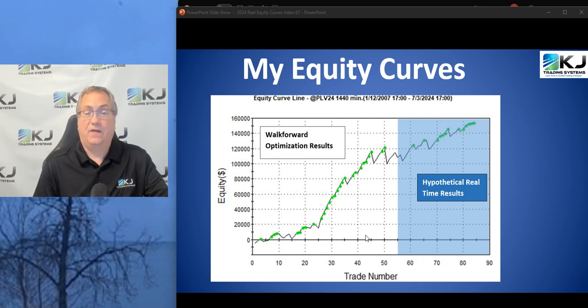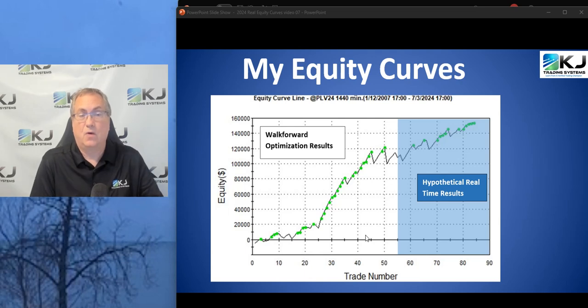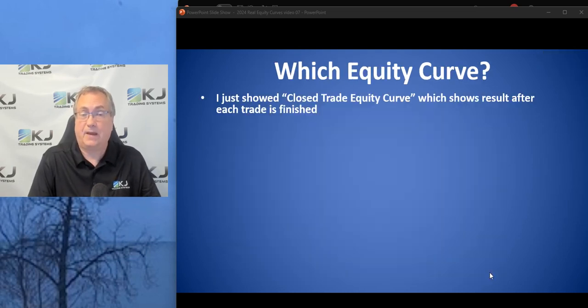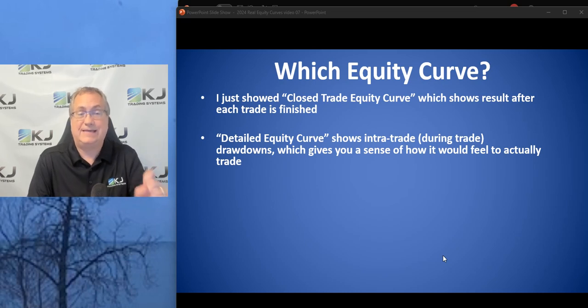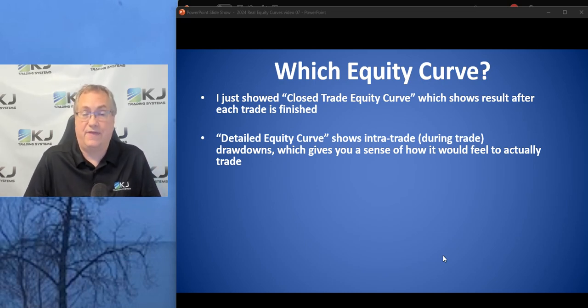And that only happens on this particular equity curve, at least in TradeStation, which is a trade by trade equity curve. So this does not show you the performance during a trade. It just shows you the end result. And sometimes that's really important to look at. A closed trade equity curve doesn't show you those intra-trade variations. The detailed equity curve is what you want for that.